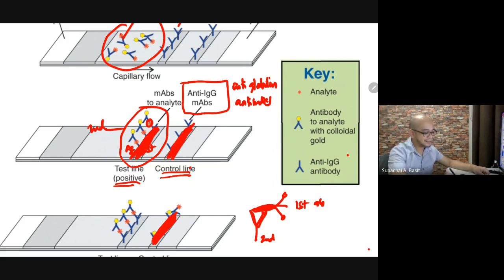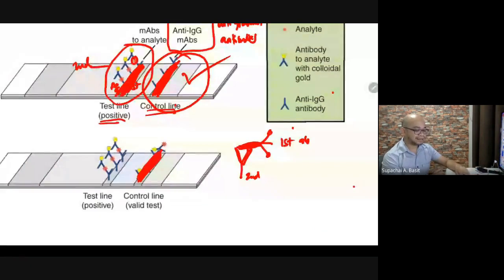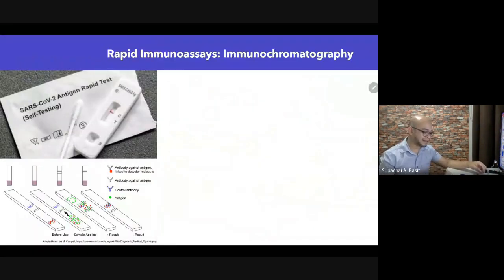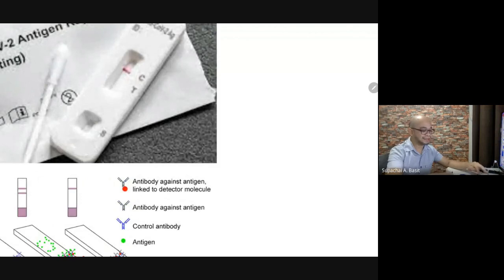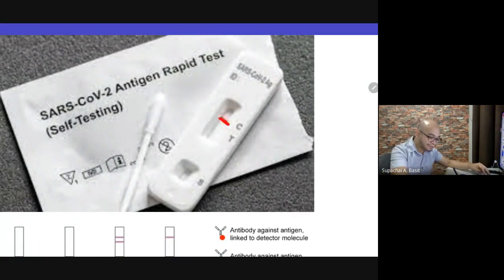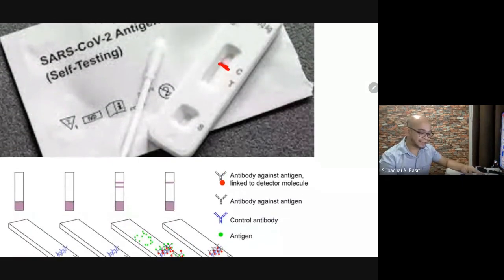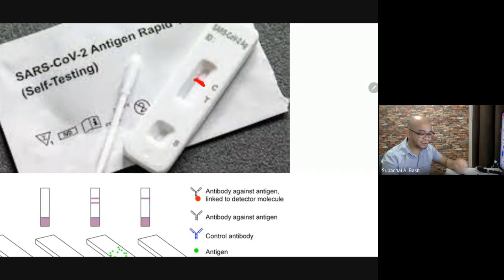So in fact, it's very important that there is a color in the control line to check that the result is valid. Okay, so ganito yung nangyari tuloy, no? So this is the control line na merong red. Yung test line, walang red. So ibig sabihin, yung patient na to, walang COVID-19. Wala siyang SARS-CoV-2 antigen. Pero kung may SARS-CoV-2 antigen siya, dadaan siya dito sa test line.